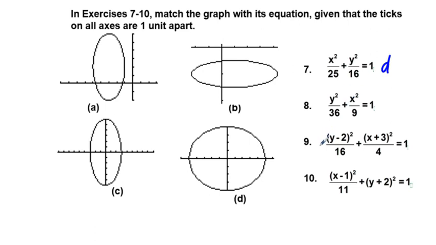Next, 8. Well, by process of elimination, we have a vertically oriented ellipse, and a squared is going to be 36. So the semi-major axis is going to be 6. We have 6 up, 6 down. And the semi-minor axis is going to be 3, which is the square root of 9. So to the right, to the left, 3. So C is going to be our correct graph for our equation in 8. And so we just have 2 more to deal with.